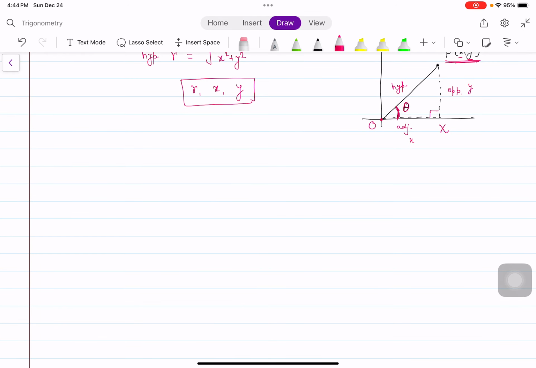What are those? Sine theta is opposite over hypotenuse, which is y over r. Cosine is x over r, and tangent is y over x. Similarly, we have the reciprocals of these: cosecant, or sometimes we write csc theta, is r over y, provided that y is not 0, and secant of theta is given by r over x, whereas cotangent of theta is given by x over y.